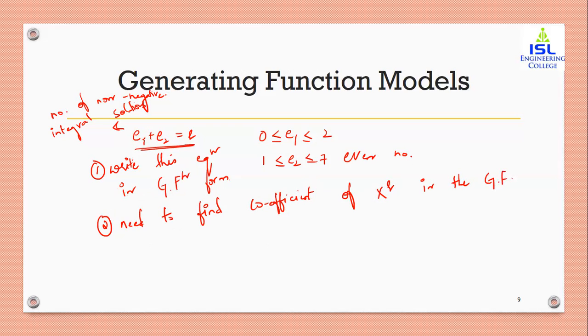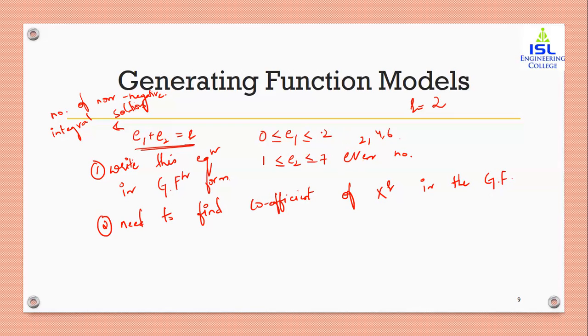Let me explain this once again. Suppose E1 can have the values 0, 1, 2, and E2 can have the values of even numbers between 1 and 7, so basically 2, 4 and 6. And suppose I am taking r equal to 2. Then, if r is equal to 2, how many solutions will there be for E1 plus E2? What is the solution? If E1 is 0 and E2 is 2, then it will be 2. Are there any other solutions?